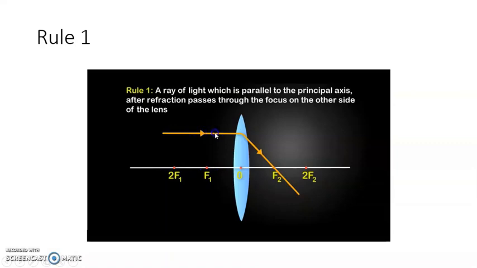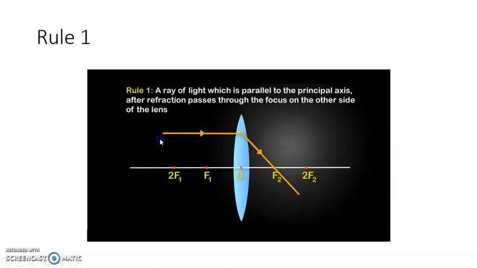It will travel this way, and then when it strikes the convex lens, it will bend, it will be refracted, and it will pass through the principal focus on the other side of the lens. Remember, we've got 2 principal foci, one on each side, and then we've got 2 times the principal focus on each side as well, because light can either come from this direction and be refracted this way, or it can come from that direction and be refracted this way.